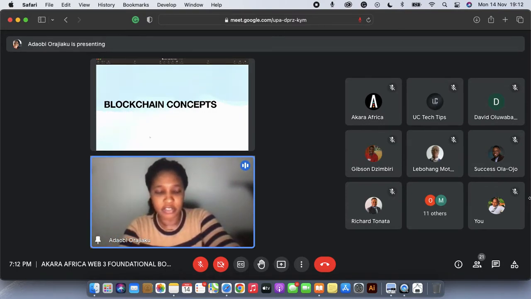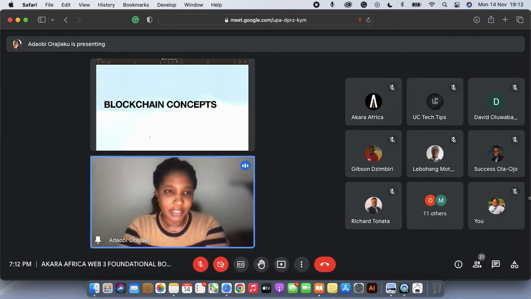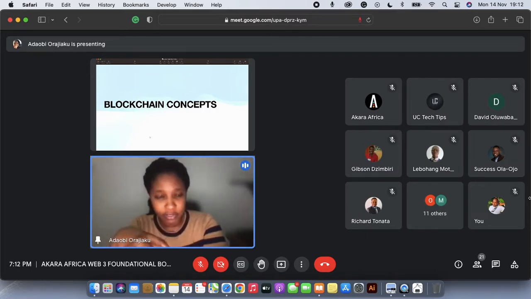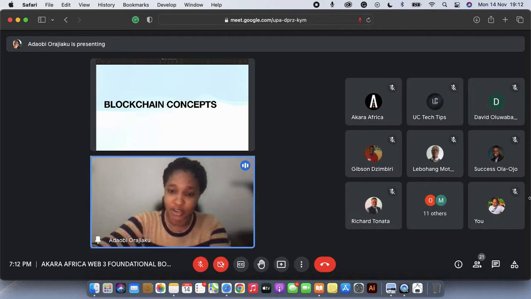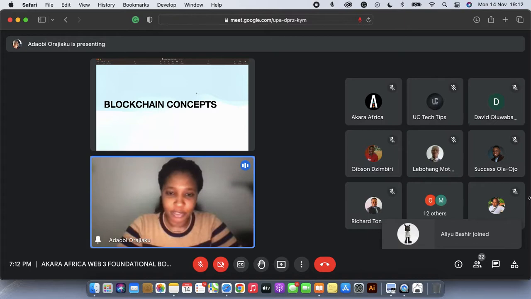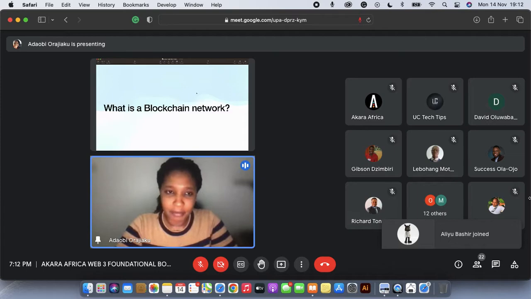Blockchain concept. So basically, I'd like us to understand the network that blockchains are built on. That's very important. The next thing I'd like us to understand is what a blockchain network is in itself. So we can put in the chat box what we currently understand by blockchain. I'm definitely going to talk about it, but let's put in the chat box what we currently understand by blockchain, and then we'll see how we can build from there.